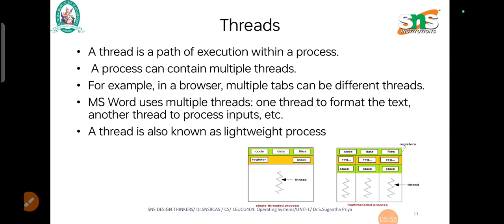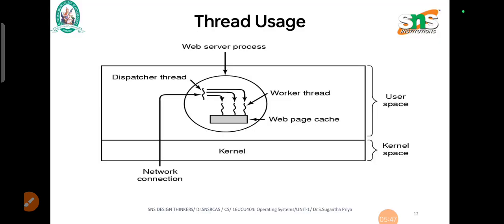Threads. A thread is a path of execution within a process. A process can also contain multiple threads. For example, a browser can have different types of threads. MS Word uses multiple threads: one thread to format the text, another thread to process the input, and so on. A thread is also known as a lightweight process.